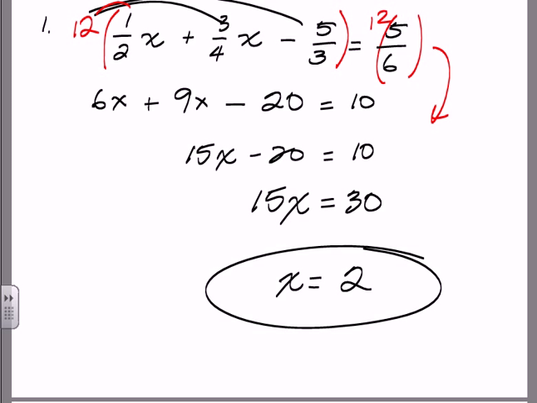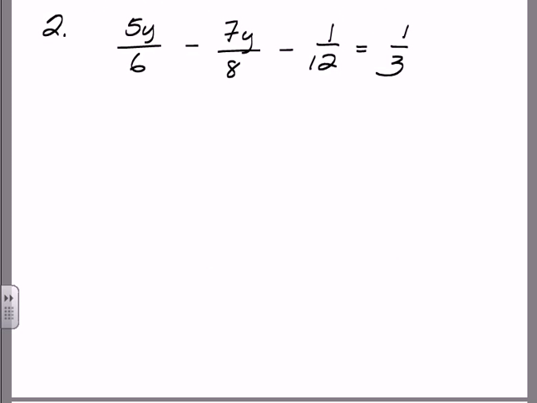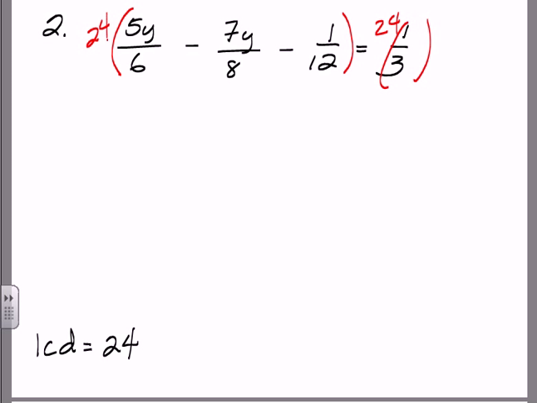Okay, let's take a look at another example with fractions. So the denominators, that's where we're looking. We see 6, 8, 12, and 3. So can we just say what we would find is the LCD of those numbers is 24. So however you get 24, I'm going to leave that part to you. And what do we want to do with the 24? We want to multiply both sides by 24. And when we do that, the result is 24 times 5y over 6.